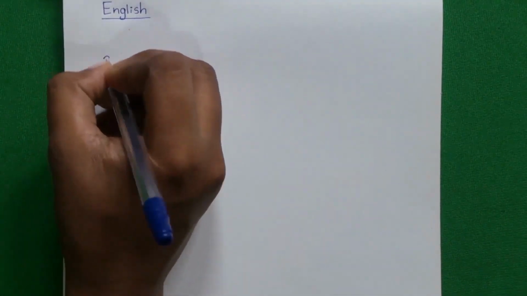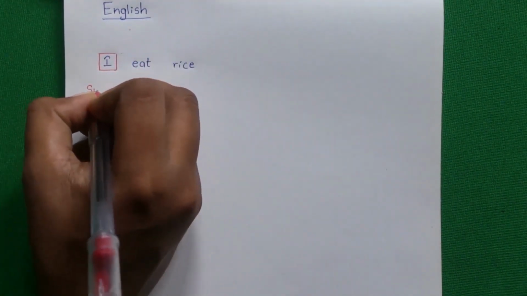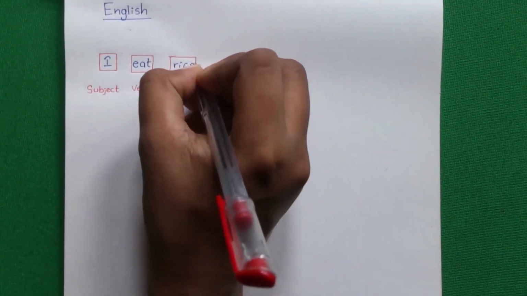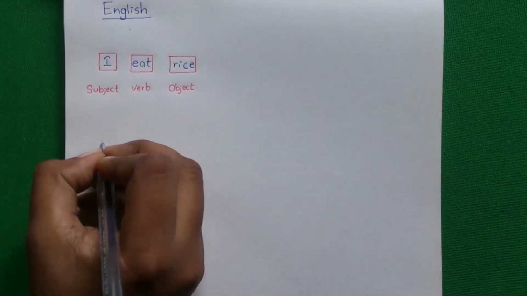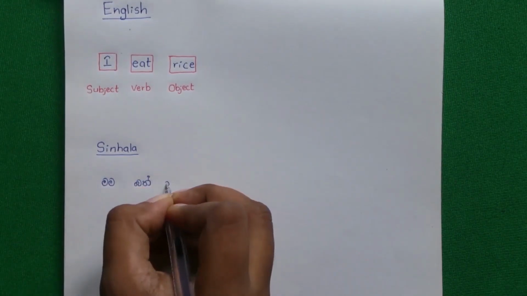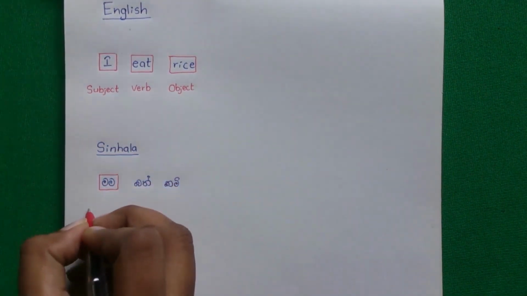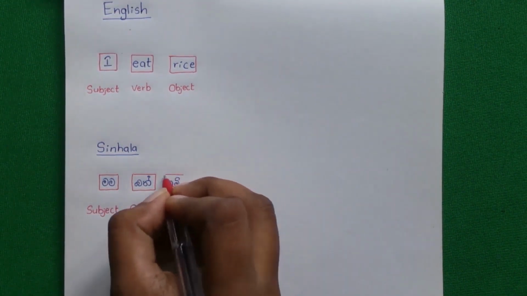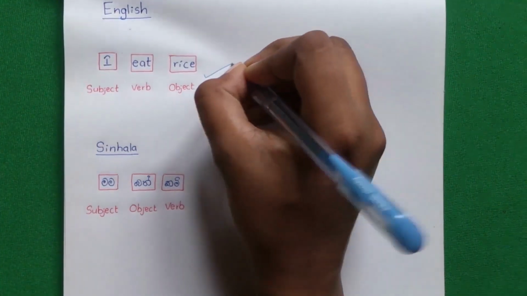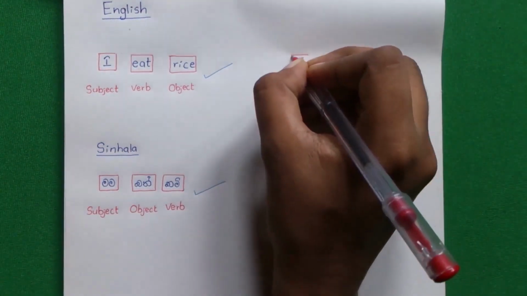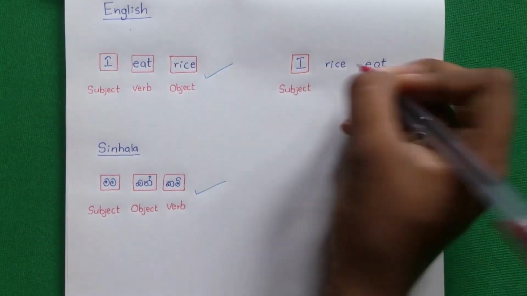Okay, let's look at this example. You can think of any verbal language. Here I have used English and Sinhala languages as the examples. According to this, when we are writing a simple sentence in English, we have to write the subject, verb and the object respectively. Whereas when we are writing it in Sinhala, we have to write subject, object and verb respectively. As you can see here, if we change the format, the sentence is grammatically wrong.